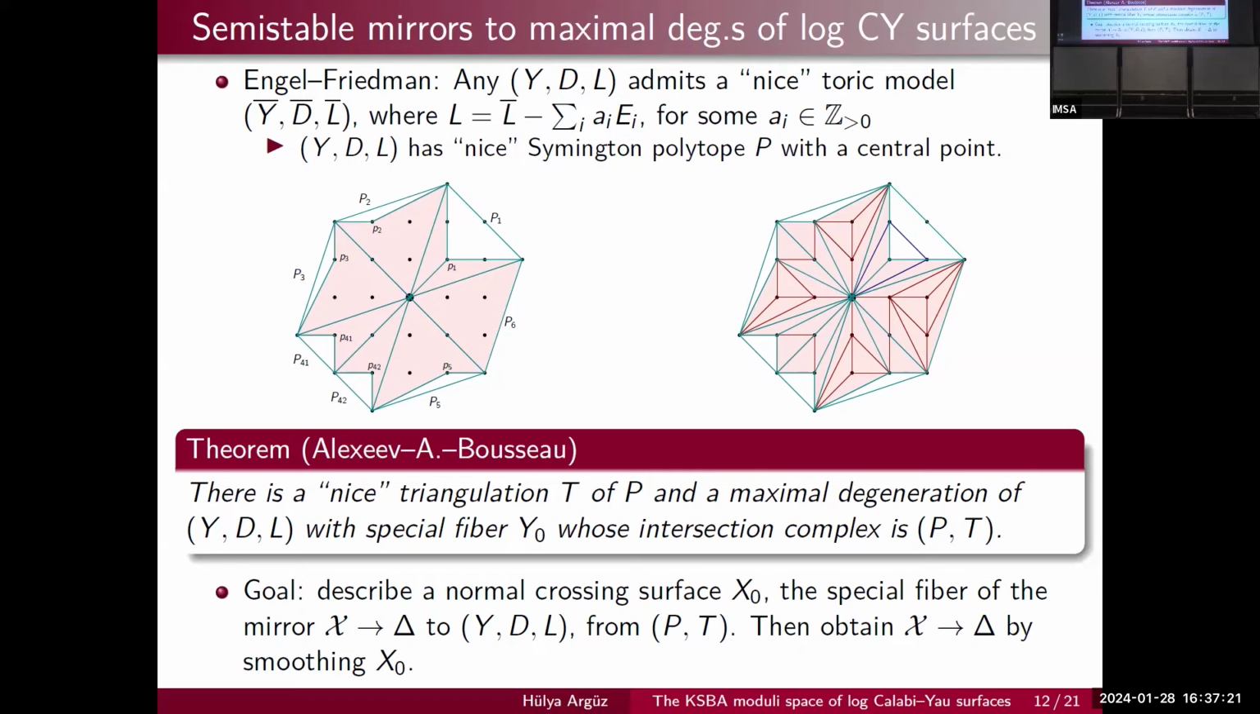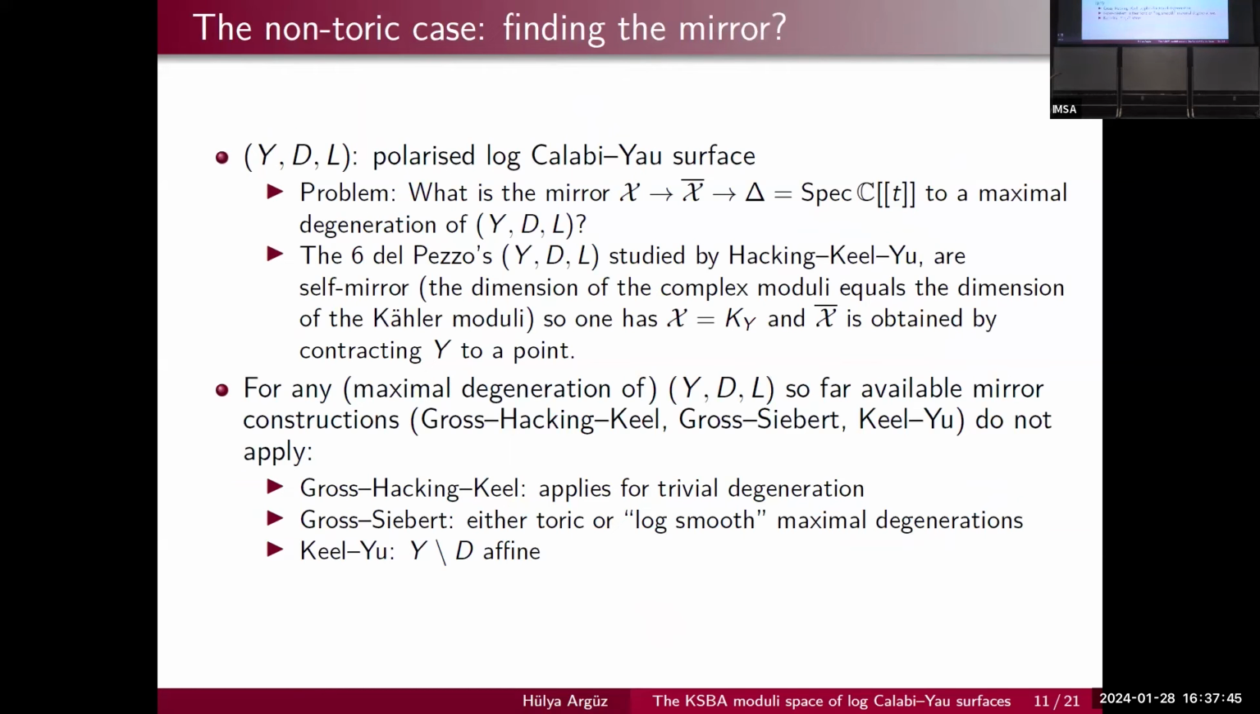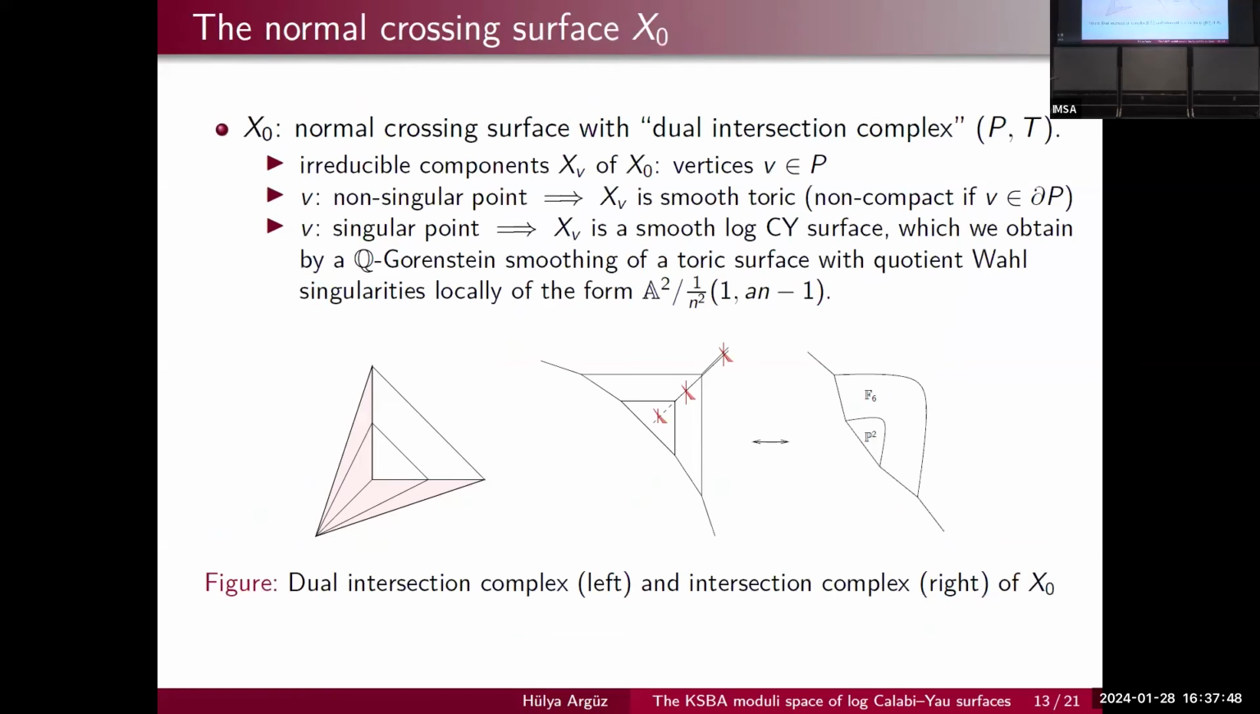And then our goal to understand the mirror to YDL is to read this as the dual intersection complex of the mirror and construct X0 whose dual intersection complex is given by this PT. And then to smooth X0. Here I will draw an easier picture for YDL. Assume your YDL, the Samington polytope is this pink part, you cut out a triangle of size 2.